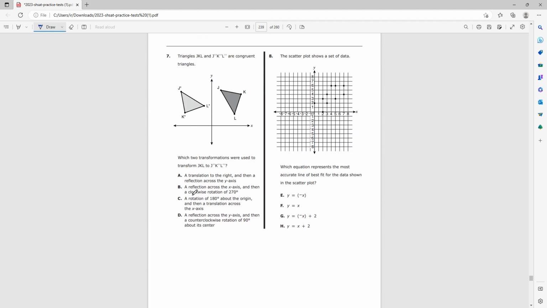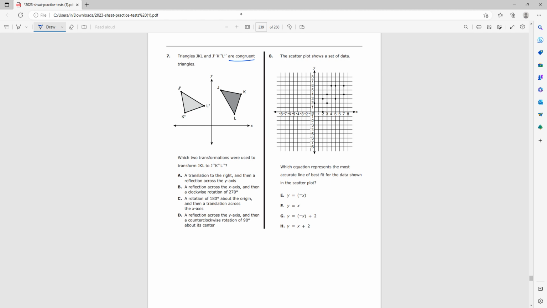Number 7 says that triangles JKL and J prime K prime L prime are congruent triangles. Congruent just means that they're equal. Which two transformations were used to transform JKL into J prime K prime L prime? The way I did this was I tried to just do it myself, how I would transform this into that.